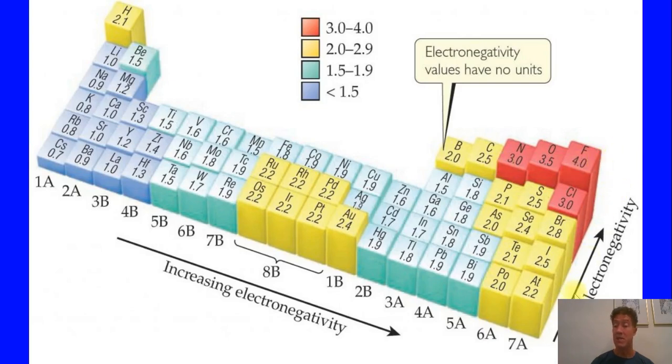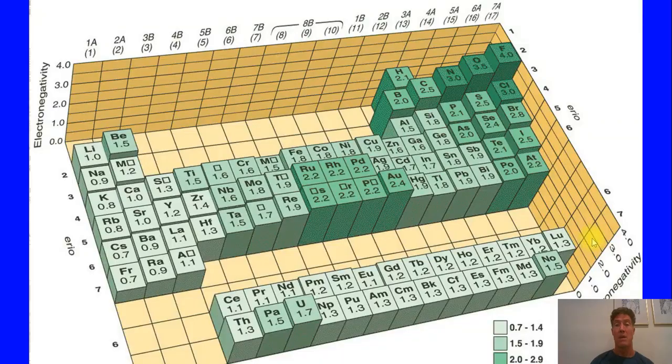Notice the noble gases are not represented because they don't have any electronegativity. They're completely happy. They're not trying to grab or pull electrons. So they don't have an electronegativity number. So it goes from francium or cesium at 0.7 all the way to fluorine.